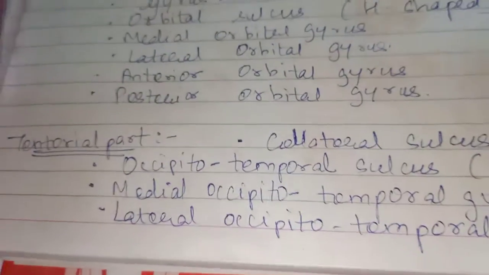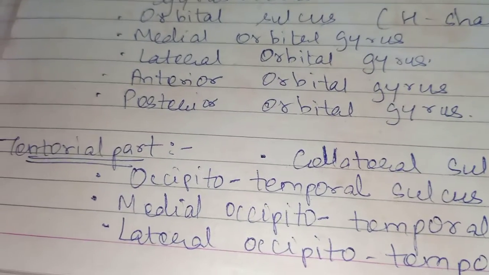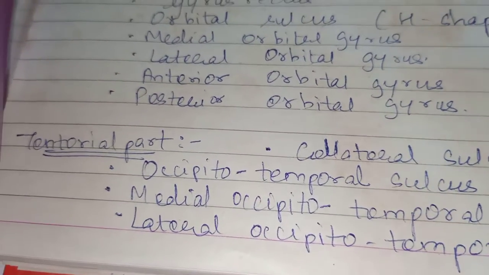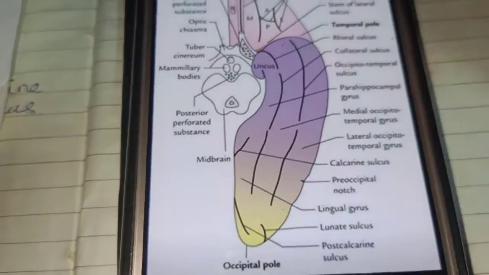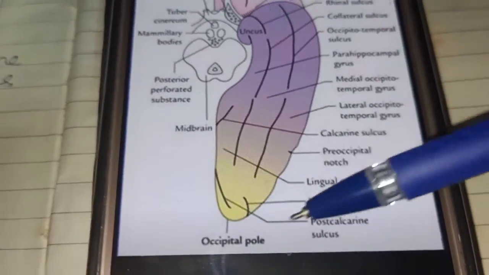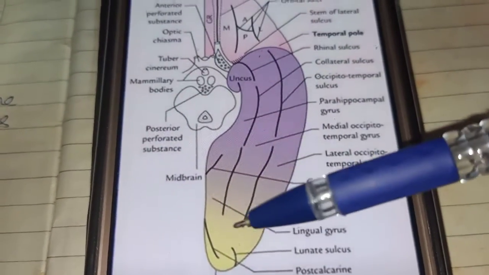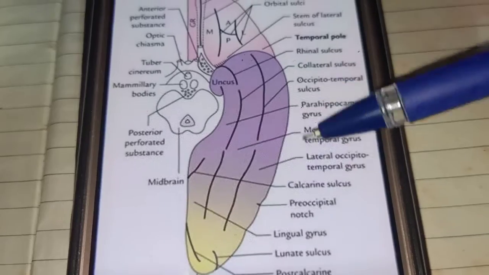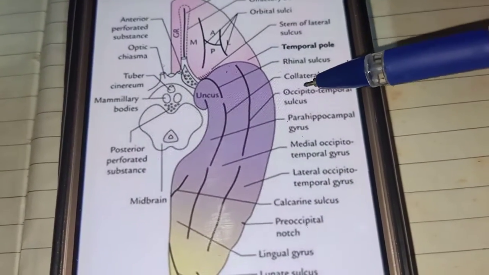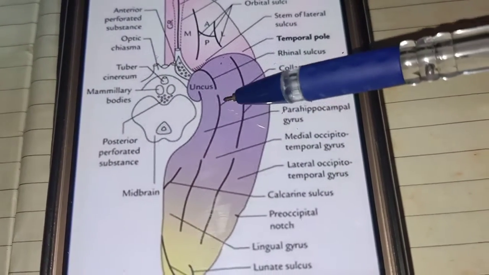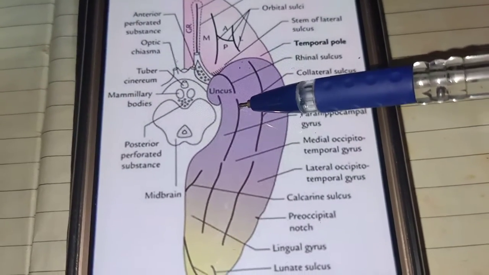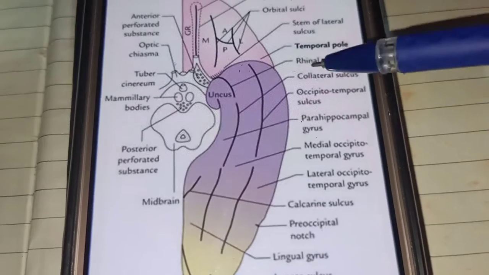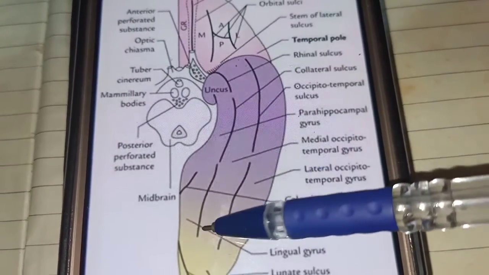Next we'll see the tentorial part, which is the posterior part of the inferior surface of the cerebrum. First is the collateral sulcus. You can see here, this is the collateral sulcus, most medially.